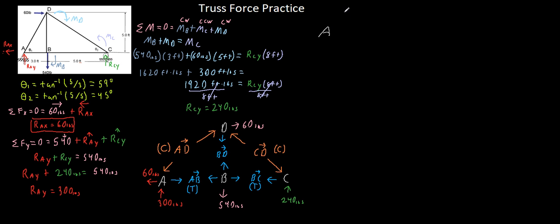So we'll say, okay, we've got AD going down and to the left on joint A. We've also got AB pulling joint A to the right. And we've got a 300-pound force pushing joint A upwards. And then we've got a 60-pound force pulling joint A to the left.